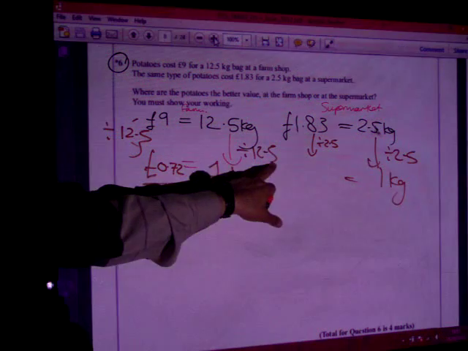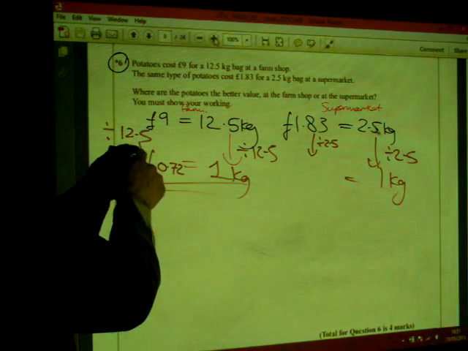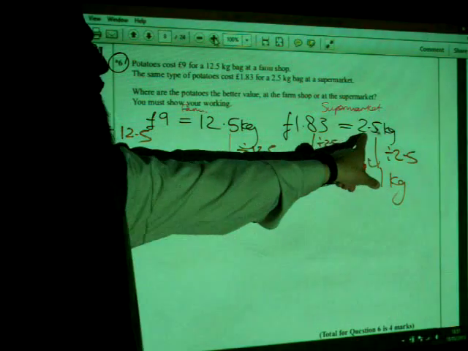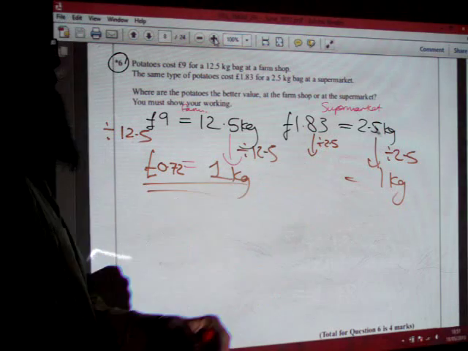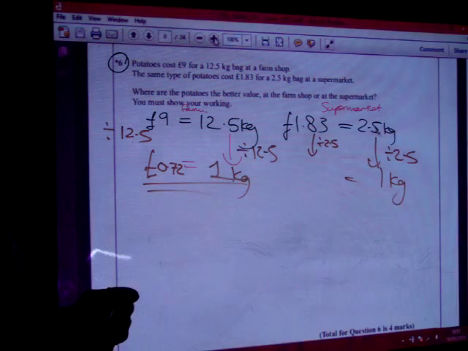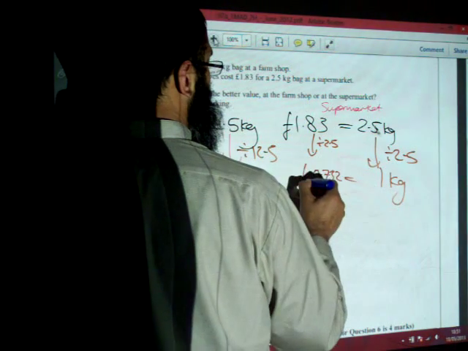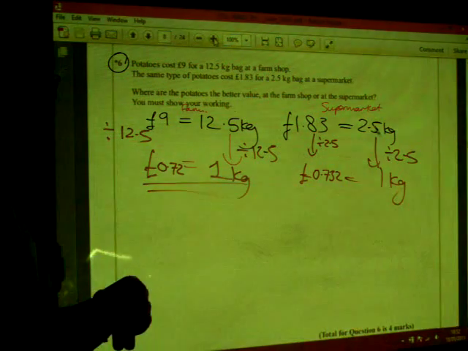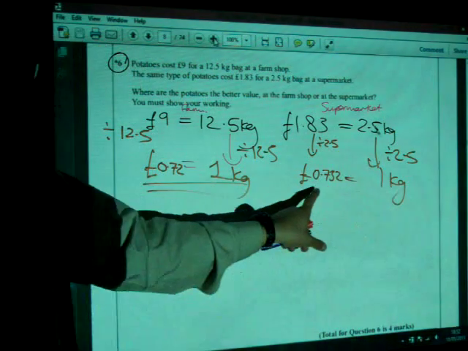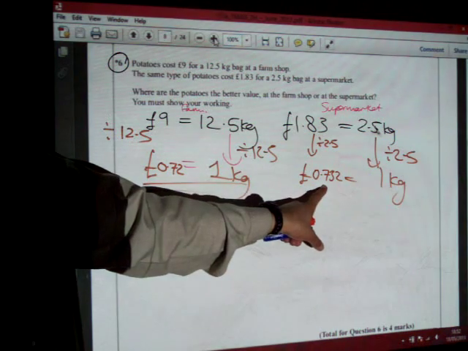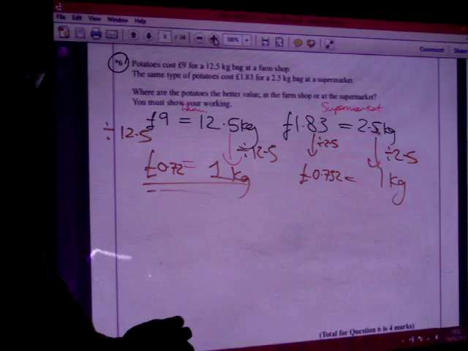Whatever we do on this side, we have to do on this side. So we divide them both. Now, 2.5 kilograms down to 1 kilogram, we divide it by itself. 2.5 divided by 2.5 is 1. 1 pound 83 divided by 2.5 will give us 0.732. So 1 kilogram will cost you 72p, and 1 kilogram will cost you approximately 73 and a bit more p. So which one is the better value for money? The one where each kilo costs you less.